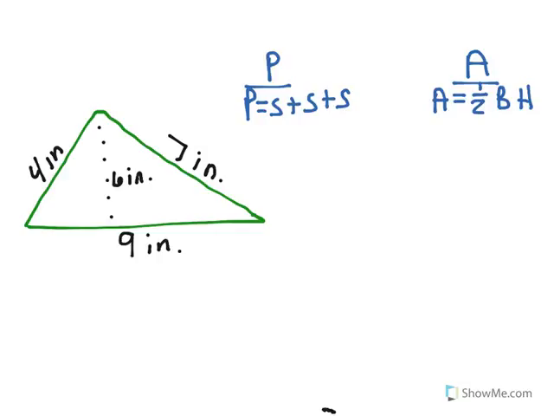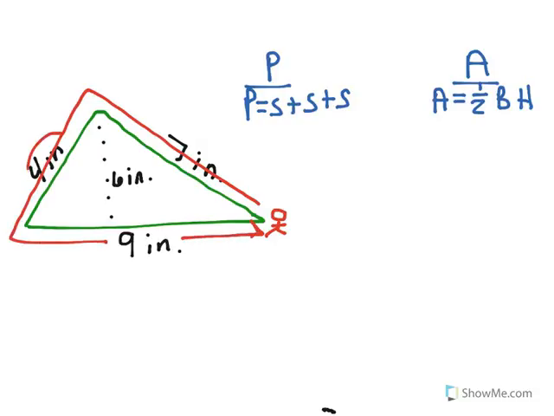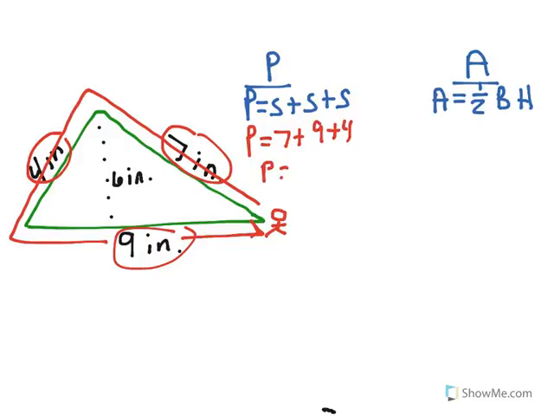Now remember, if perimeter is adding up the sides, you want to pretend you're standing at this part of my triangle, and it's like walking around the triangle. And so if you look at my path in red, it's really using these 3 numbers that are on the outside. So if I'm going to add them up, it's really going to be P equals 7 plus 9 plus 4, and then I can just add those nicely up, and I get 20, in this case, inches.